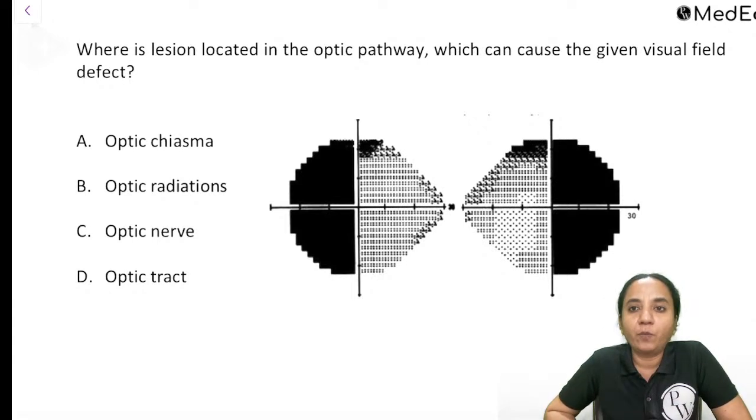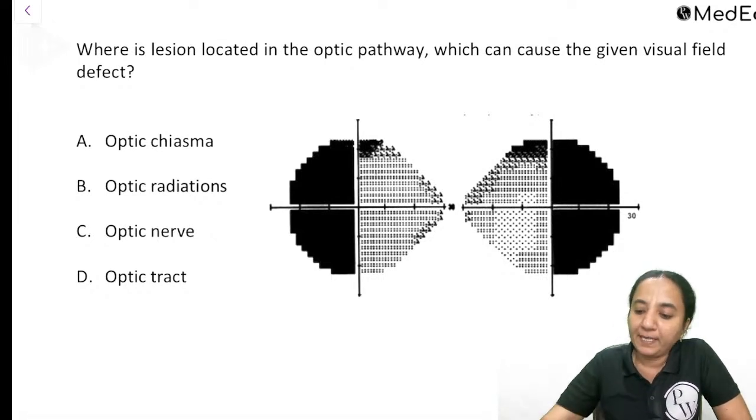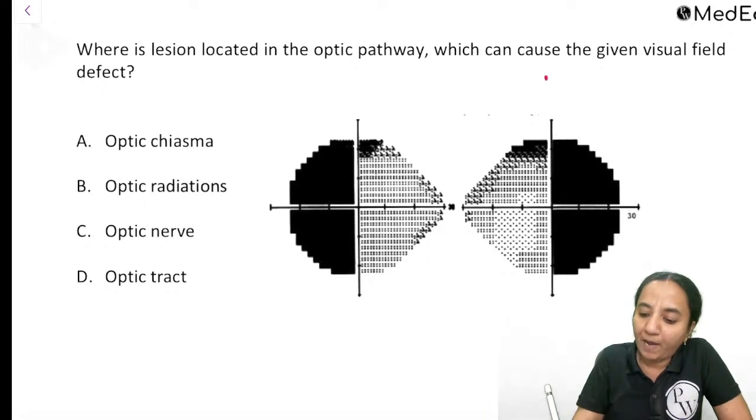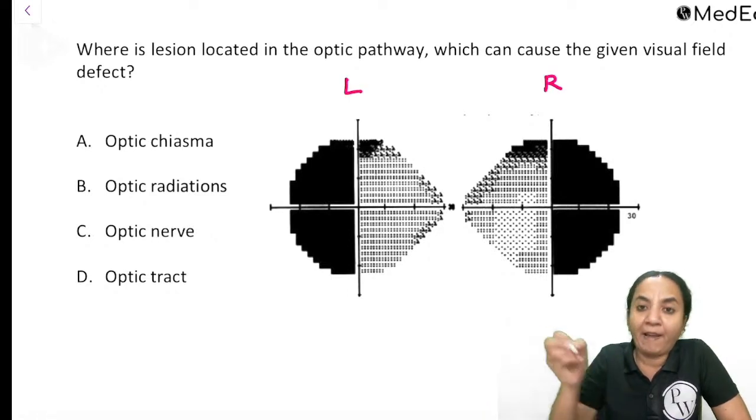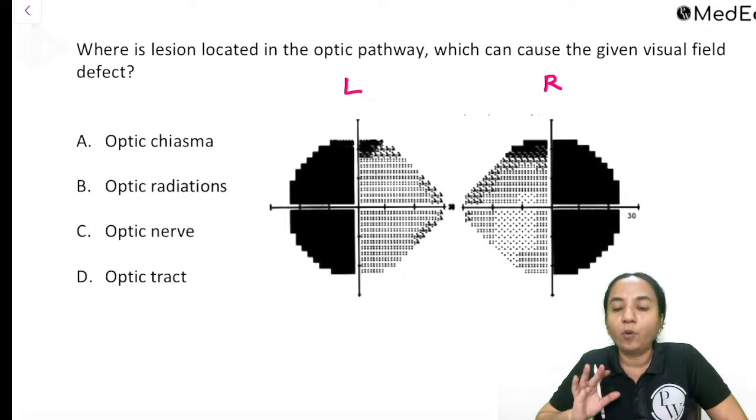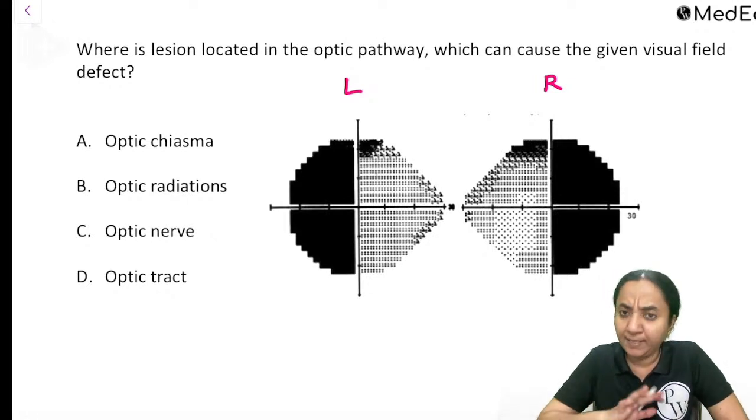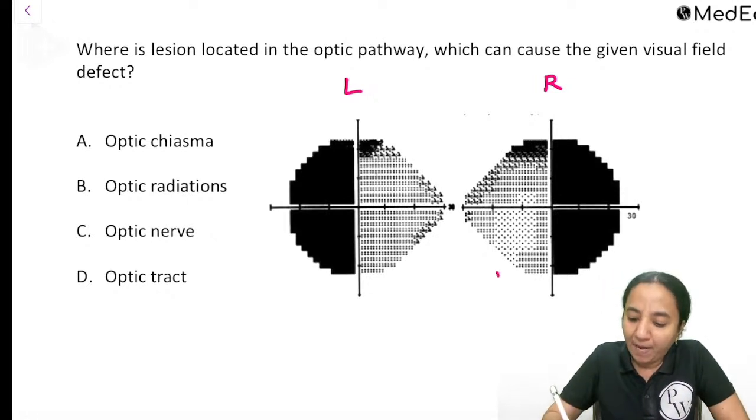Where is the lesion which can cause the given visual defect? So first of all, whenever we get this, I've told you many times what we have to do: we have to mark out the right and the left. And the right and the left are according to our own right hand and left hand. So this is right and this is left. And we mark out the nasal and the temporal field. So the nasal is the inner side and the temporal is the outer side.